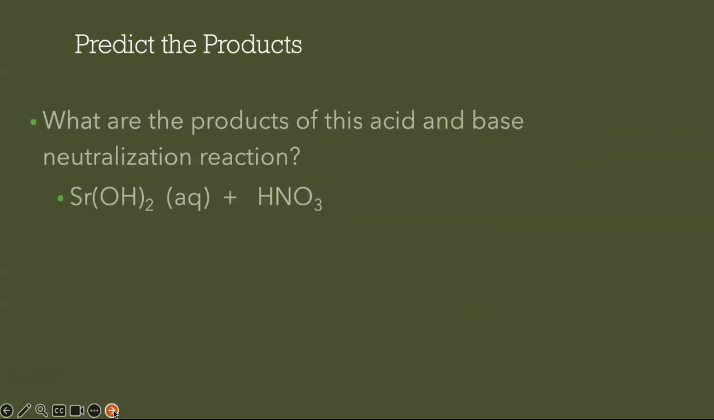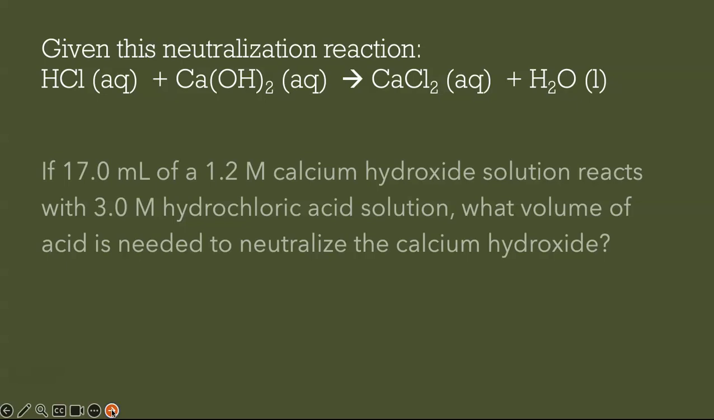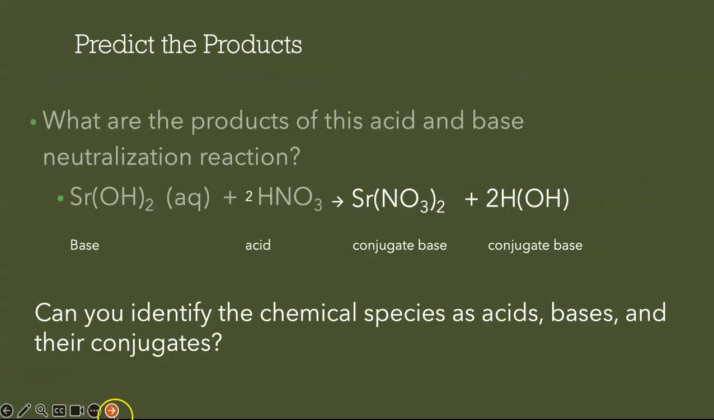All right, how about the products of this acid-base neutralization reaction? Again, it's a double replacement reaction. So how did you do? Absolutely. So there you go. Now, can you label them acid, base, and the conjugates? Oh, yes, I did forget to balance those. All right. And so our conjugate base is also a salt there. Now, that is a salt of a strong acid and a strong base, so it's going to be a neutral salt.